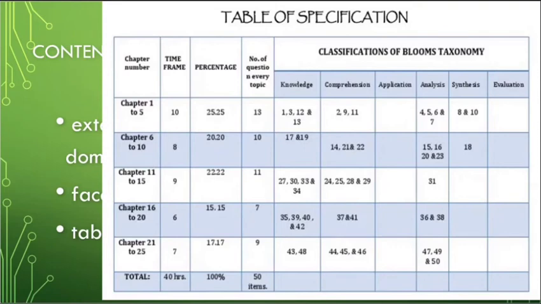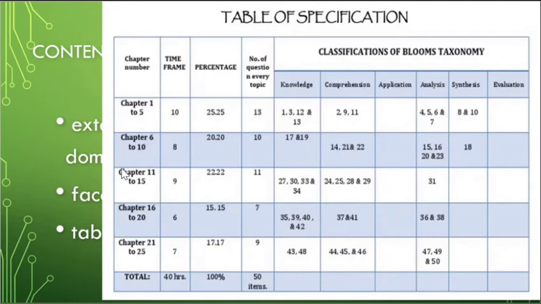Now on the other side, you have the classifications of Bloom's taxonomy. So if you have 13 items, all you have to do is distribute the 13 items, whether you're going to create an item test for knowledge, comprehension, analysis, or synthesis. Based on this example, you have items 1, 3, 12, and 13 under knowledge. Items 2, 9, 11 under comprehension. Items 4, 5, 6, and 7 under analysis. Items 8 and 10 under synthesis. So all in all, these 13 items for chapter 1 to 5 were distributed among the four levels of the cognitive domain based on Bloom's taxonomy.